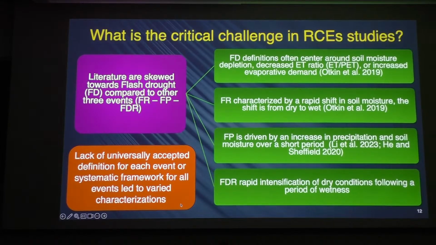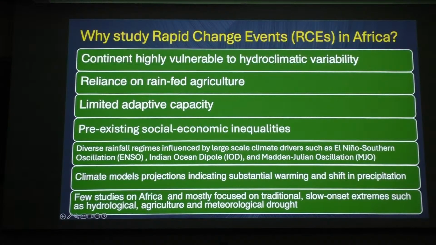With this also, there is a lack of universal framework where you can define all 4 changes between wet and dry state. So this was the motivation: we need to have something like that, not only for flash drought. Most of the literature is biased toward flash drought. And why Africa specifically, not another place?